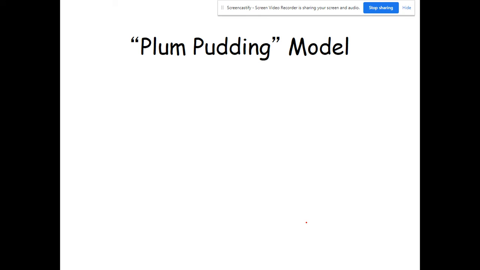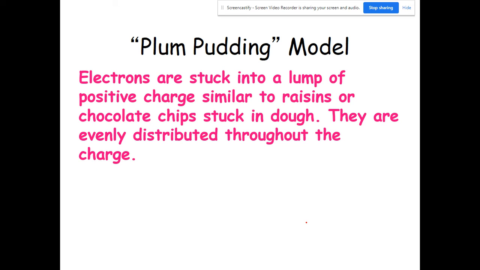So then we get into the plum pudding model of the atom. So this model states that electrons are stuck into a lump of positive charge, similar to raisins or chocolate chips stuck in a dough. Remember, this is England, right? So a pudding in England is not what we think of as a pudding. A pudding in England is more like a cake or like a raisin bread, right?